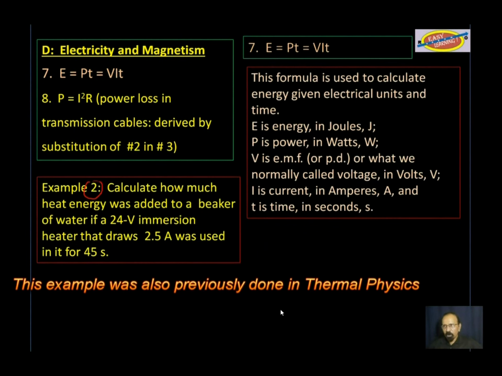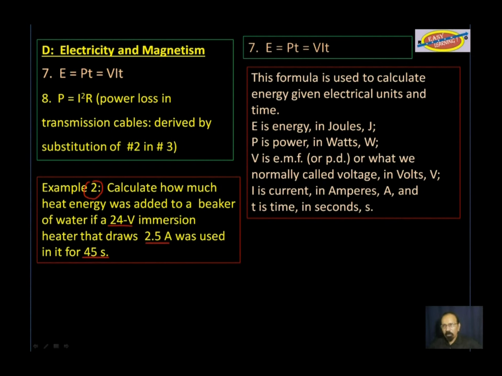Example 2, which we already saw. Calculate how much heat energy was added to a beaker of water if a 24-volt immersion heater that draws 2.5 amp was used for 45 seconds. Now, in that previous one, we used E is equal to PT. Now, we are going to use E is equal to VIT.